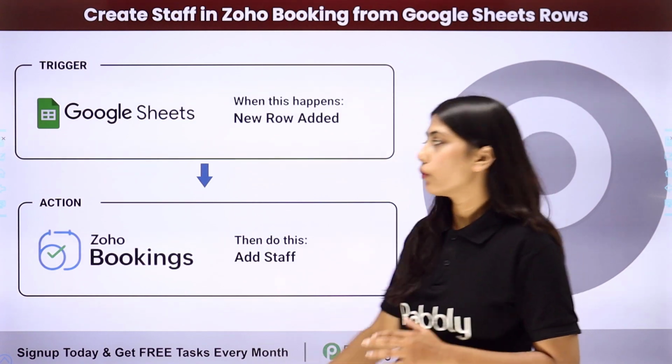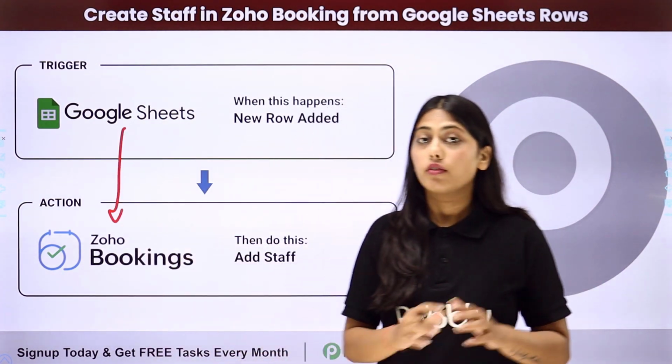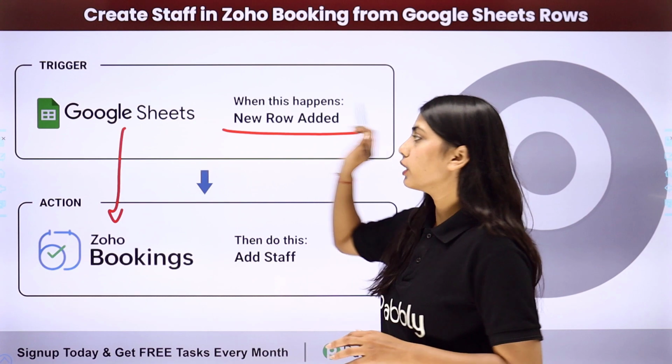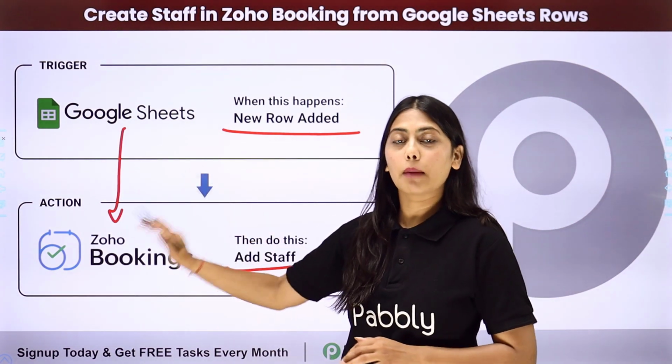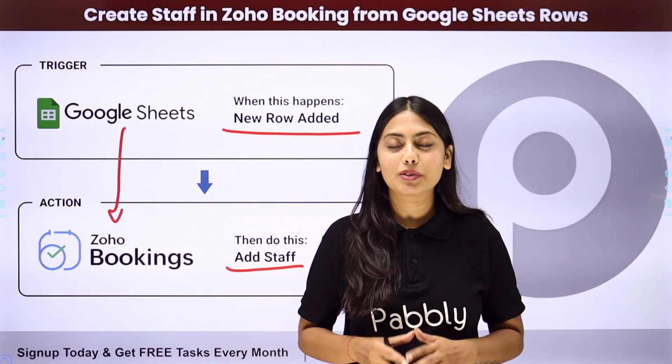In this automation, we will integrate these two applications where our trigger will be to add a new row in Google Sheet and our action will be add staff in Zoho Bookings, and that will happen automatically. Let us learn how to do that.